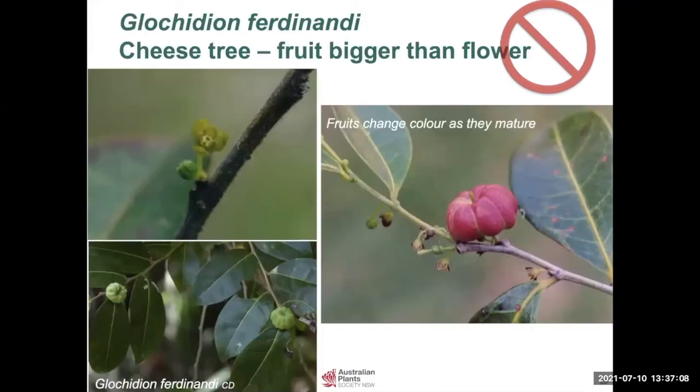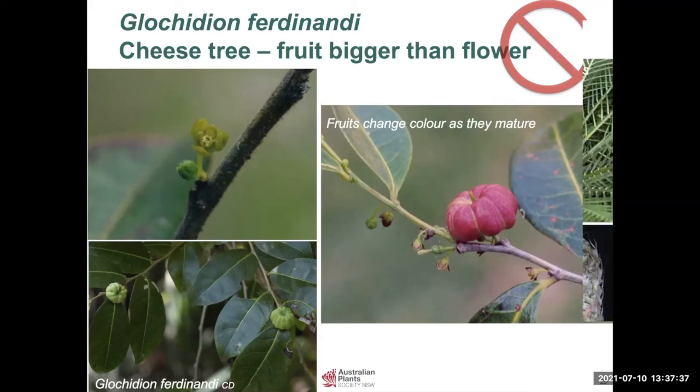And then, of course, you've got a cheese tree, where the common name just refers to the really distinctive fruit that looks like a little cheese, particularly when it's ripe. It looks like a camembert when it's ripe, and then it sort of starts to split open. And with the cheese tree, the fruits will change colour as they mature. So that changing colour is a sign of when the seeds are ready as well. So moving from green to red.